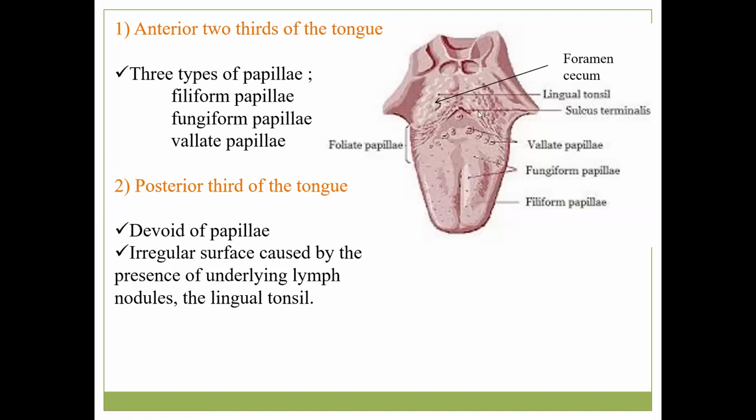And in the posterior third of the tongue, there are no papillae. But it has an irregular surface. That irregularity is caused by the underlying lymph nodules. Those lymph nodules are called the lingual tonsil.